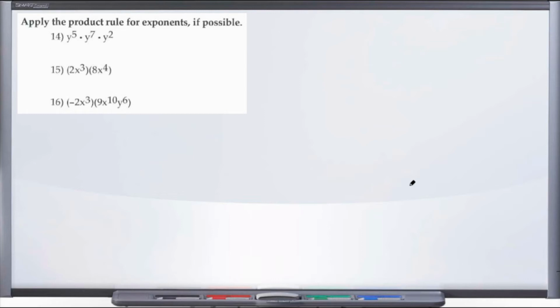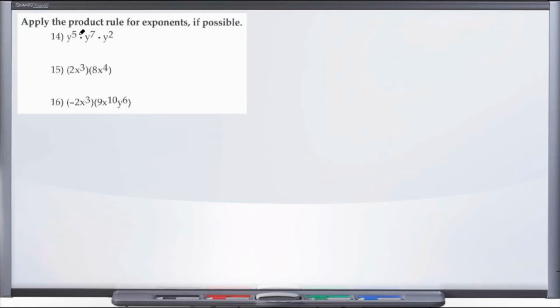All right, so finally we're getting into a part of the practice test that requires a lot less work, right? So 14, 15, and 16 we'll take a look at here in this video. And the directions are to apply the product rule for exponents if possible. So let's look at 14 here.